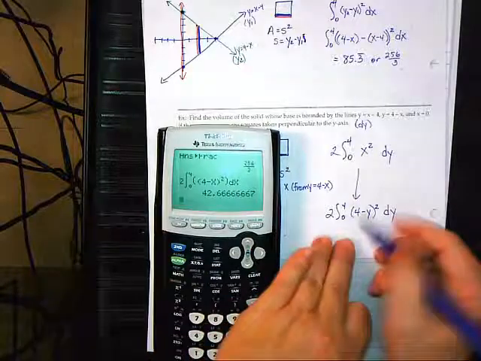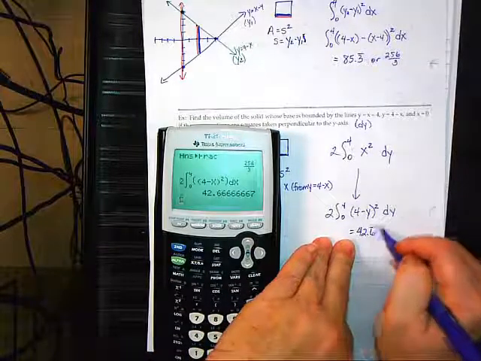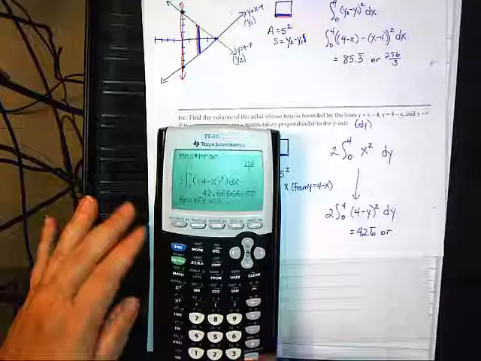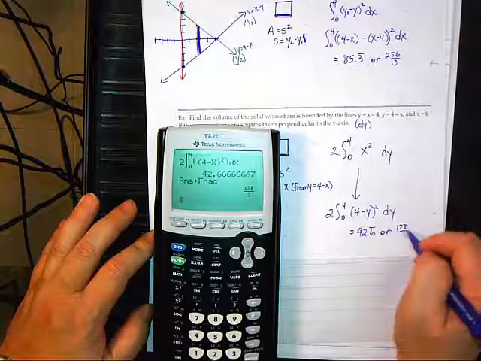And I get this, 42.6 repeating, which is 128 over 3.